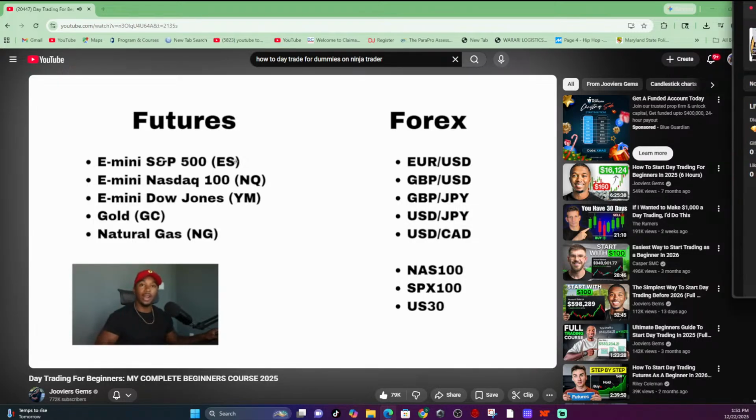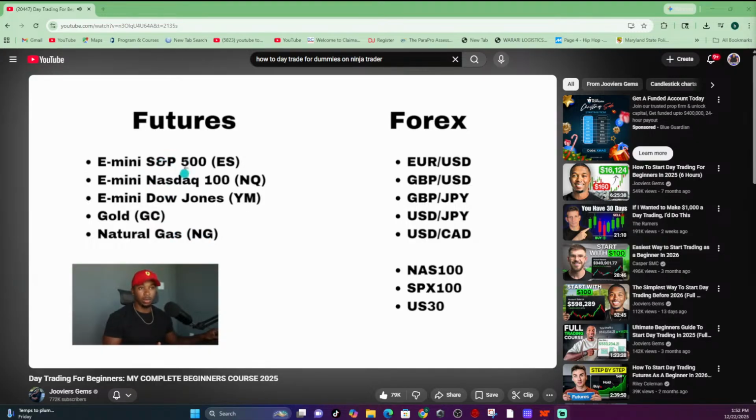When we're trying to find these pairs and instruments on the different platforms that we'll go over later in this video, instead of typing out E-mini S&P 500, you could just type in these ticker symbols, and it's a lot faster and easier. The top ones are ES, which is the S&P 500. We have NQ, which is the NASDAQ or NAS 100. We also have YM, which is the Dow Jones. We also have gold, whose ticker symbol is GC. And we also have natural gas futures. The ticker symbol for that is NG.